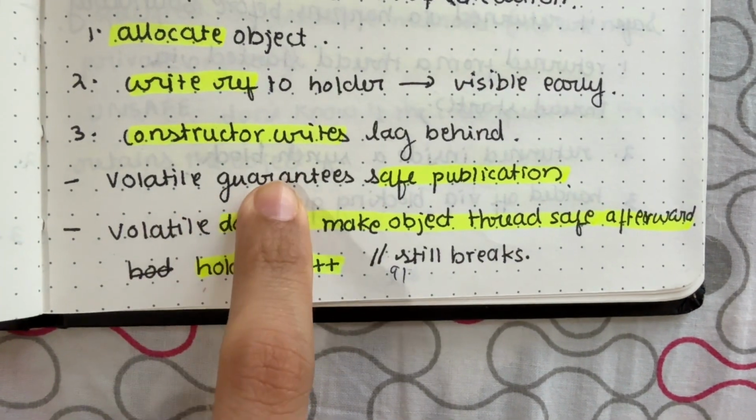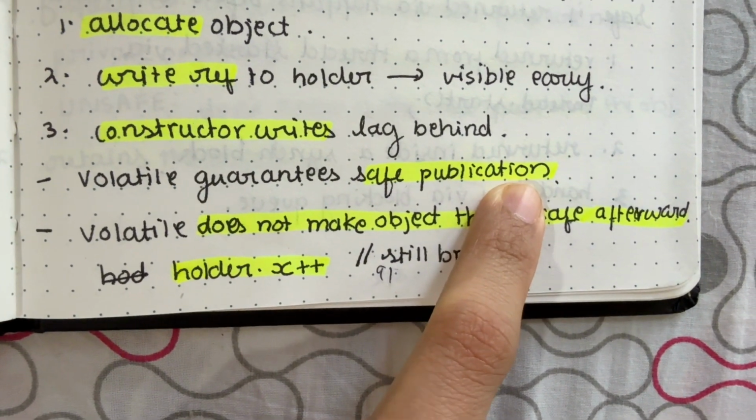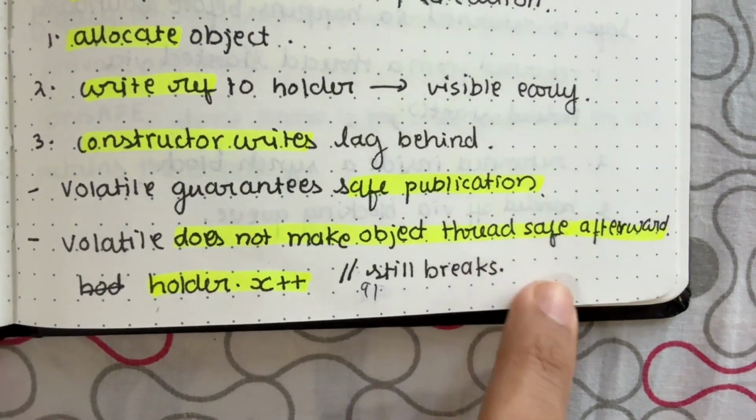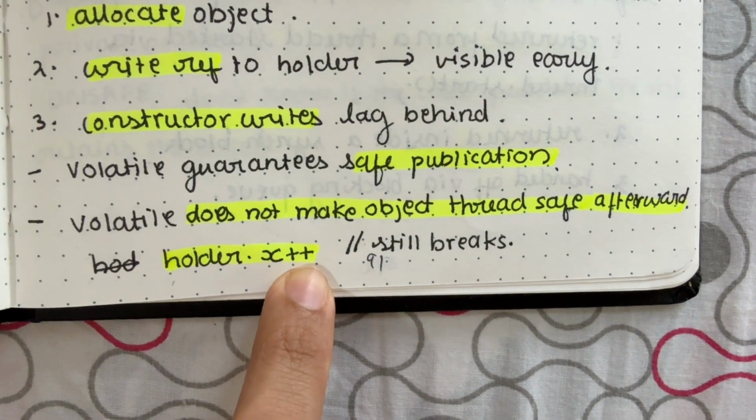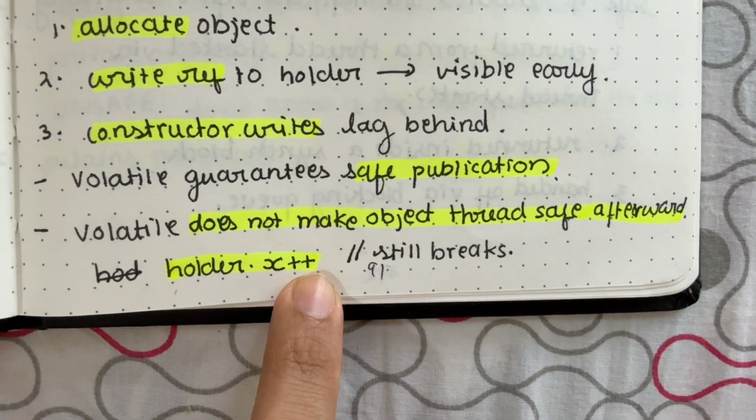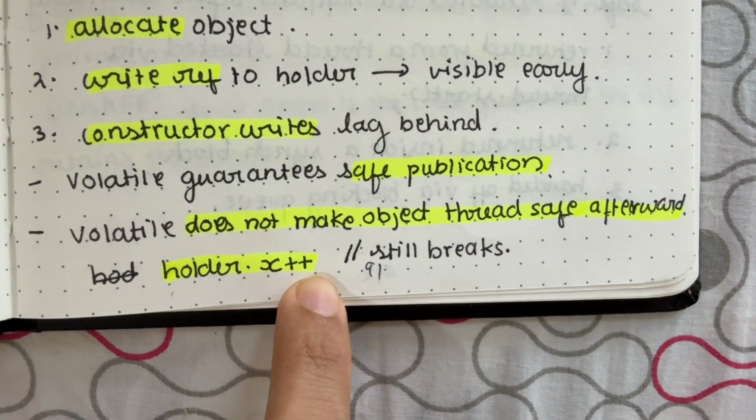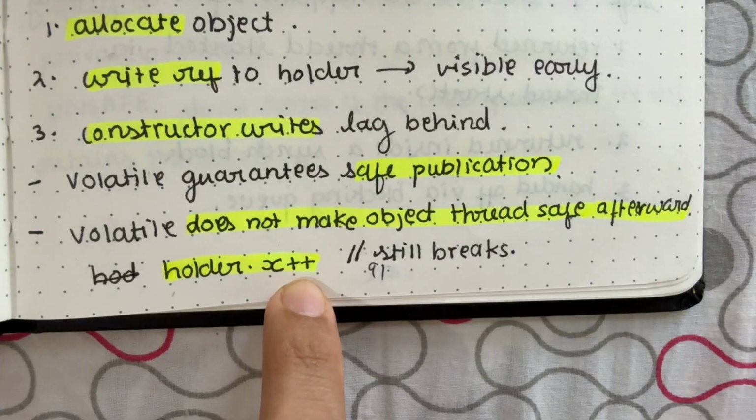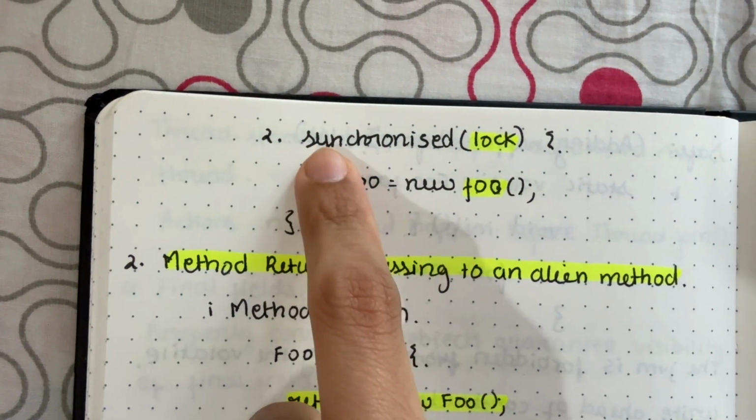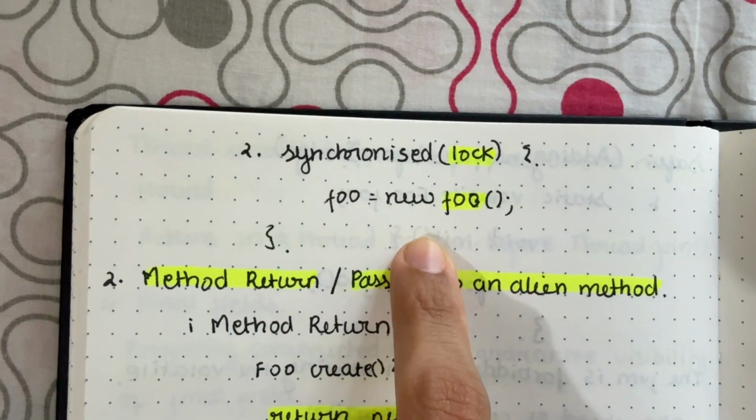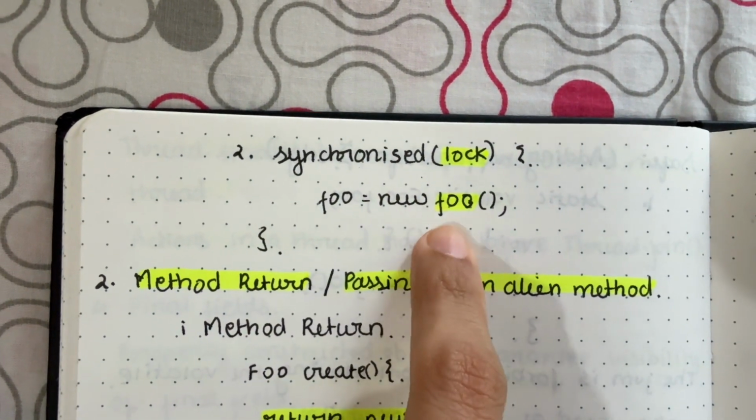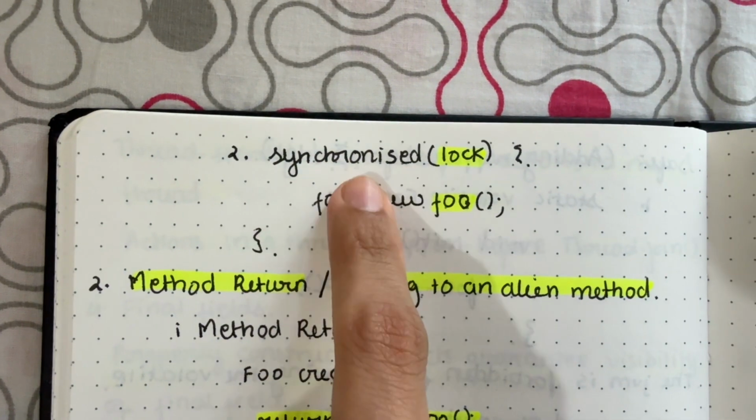So volatile guarantees safe publication, but that doesn't mean the object remains thread safe in its later stages. Also, holder.x++ is still unsafe because volatile doesn't provide locking. This is a compound operation and this can lead to race conditions. Another safe version includes the use of a synchronized lock. Here also other threads will see a completely constructed object because synchronized also provides a happens before guarantee.